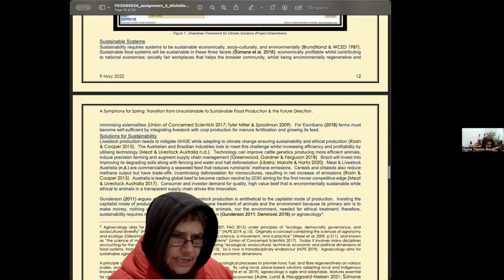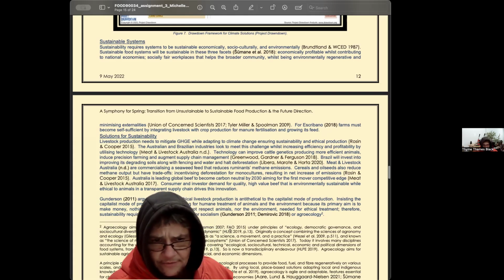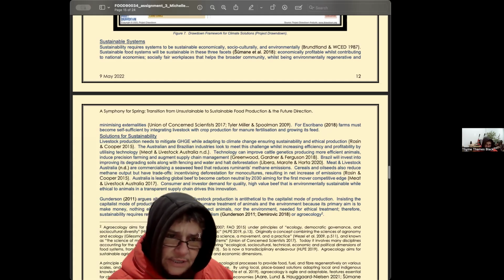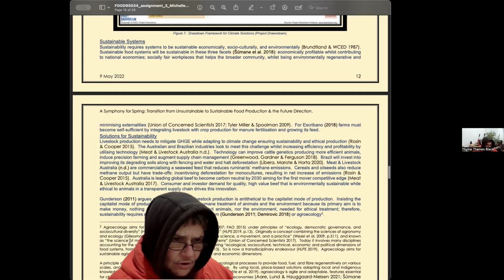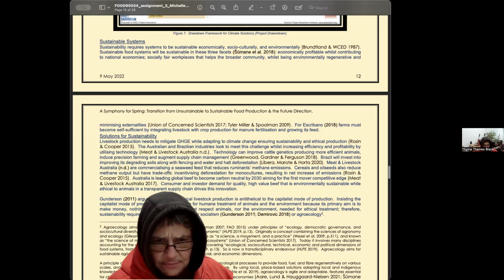Agroecology aims for sustainable food systems, Glassman 2007, FAO 2015, under principles of ecology, democratic governance, and socio-cultural diversity, Helpy 2019. Agroecology is dynamic, originally a concept combining the sciences of agronomy and ecology. Today, agroecology expands as a science, a movement, and a practice, known as the science of managing farms and landscapes as ecosystems. Today, it involves many disciplines, accounting for the whole food system, including ecological, sociocultural, technical, economic, and political dimensions of food systems, from production to consumption. So it is now a transdisciplinary endeavour.